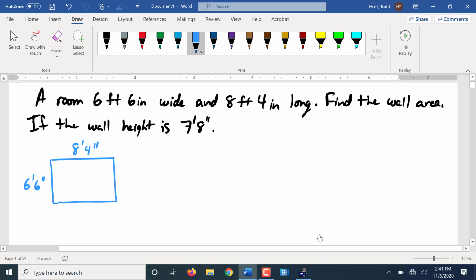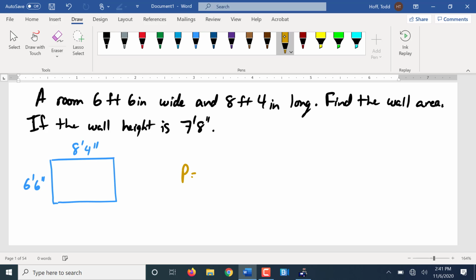So first thing you have to do is find the perimeter. What'd you get for the perimeter here? 27'8" sound right to everybody? So 27'8". So now we have to multiply that by 7'8".